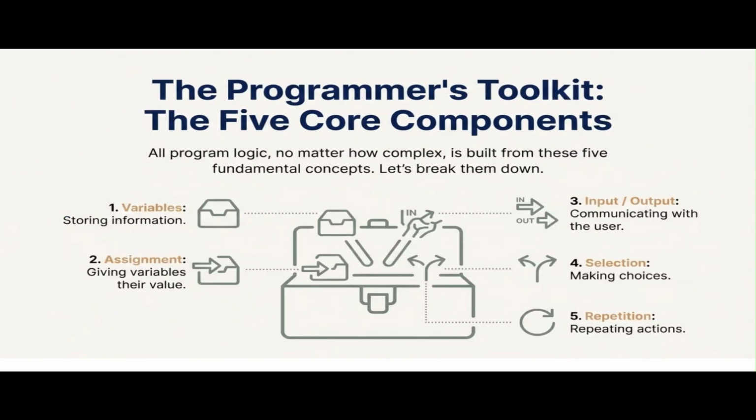The 5 building blocks of any program. No matter how fancy your code gets, it all comes down to these. Let's break them down one by one. 1. Variables, for storing info like little boxes holding data. 2. Assignment, putting values into those variables. 3. Input/output, getting data in from users or showing results out, like talking to the world. 4. Selection, making choices like if this then that. 5. Repetition, looping actions over and over. See how they're connected in the diagram. We'll explore each in the next slides.